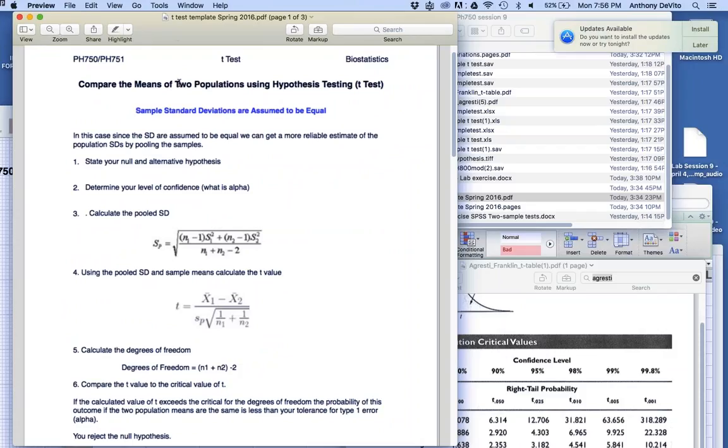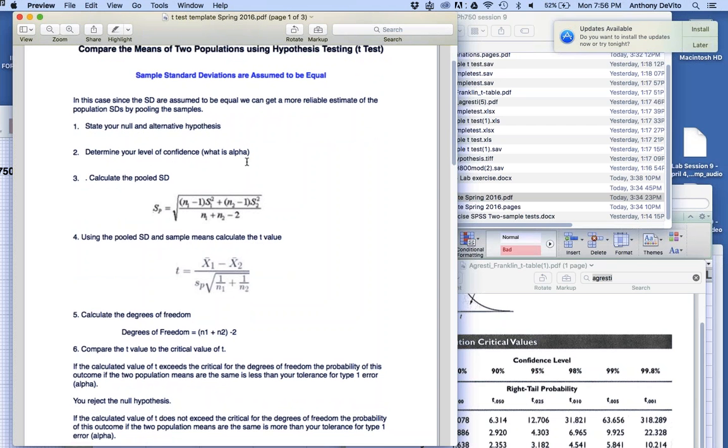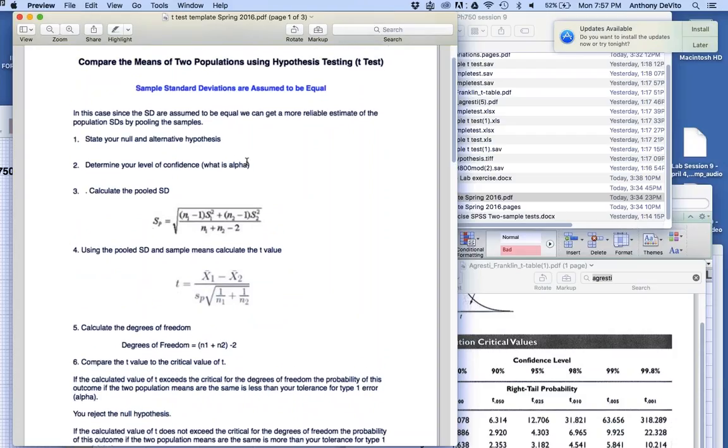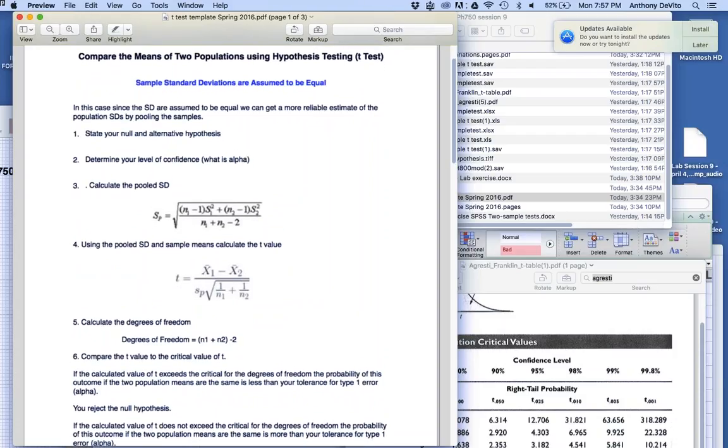I'm sorry, yes, on Blackboard. This is called T-Test template for spring of 2015, 2016. Now that you mentioned it, if the version I have on Blackboard is not exactly the same, let me know and I'll upload this one. I think it is, but I'm not positive. I have so many versions of this. It should be in the lab data, yeah, in the lab section. T-Test templates.